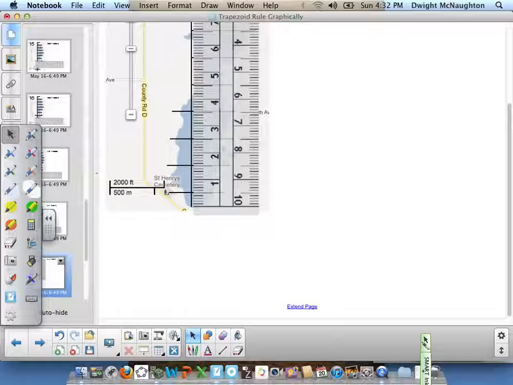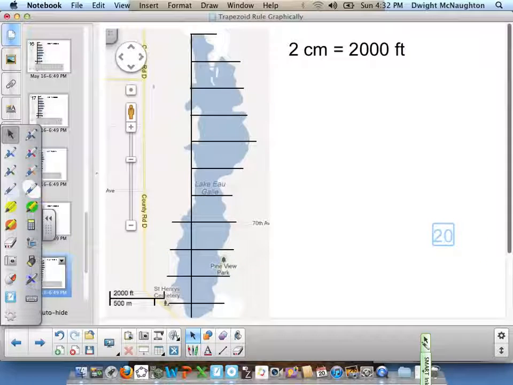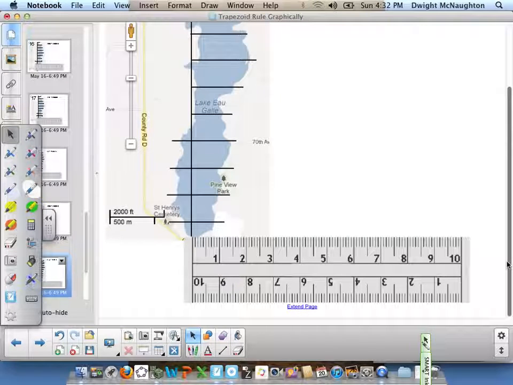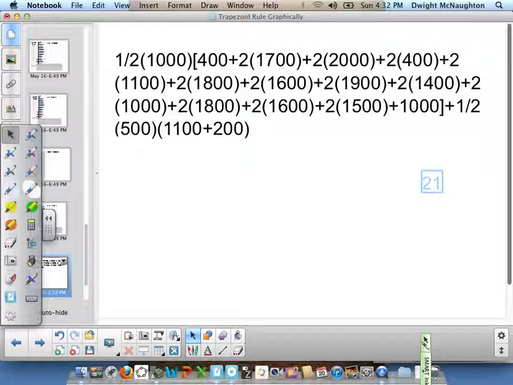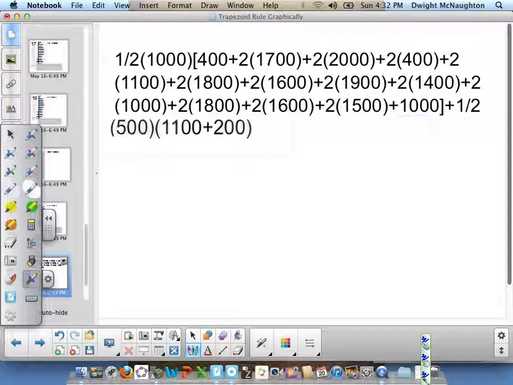So I'm going to take this last trapezoid and do it separately. That looks like it's a 500-foot base. And the height of this trapezoid looks to be about 200 feet. So 1,100 and 200. Now as we plug that in, we get this as our big equation. We have 1/2 times our original base, 1,000 feet, times each of our individual heights down to the last trapezoid, plus that little extra trapezoid that's not the same size.